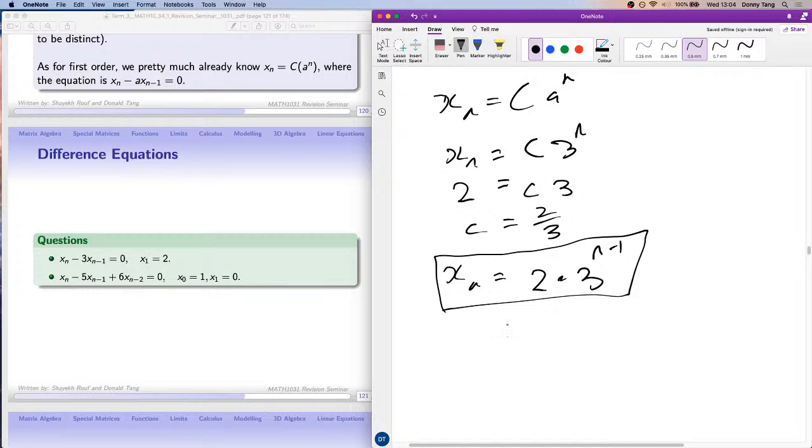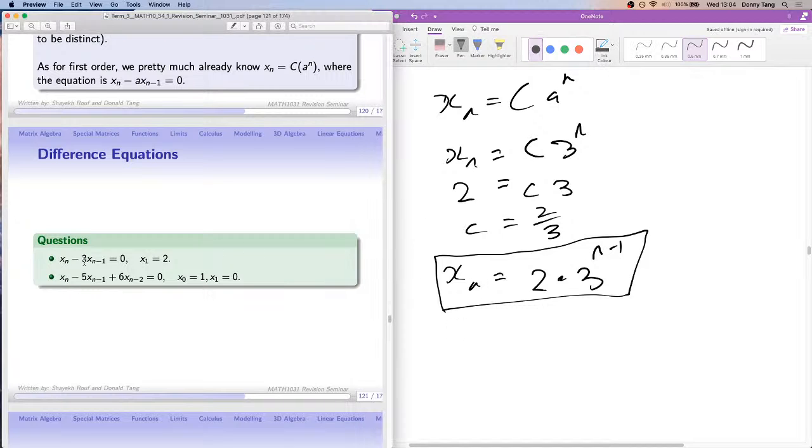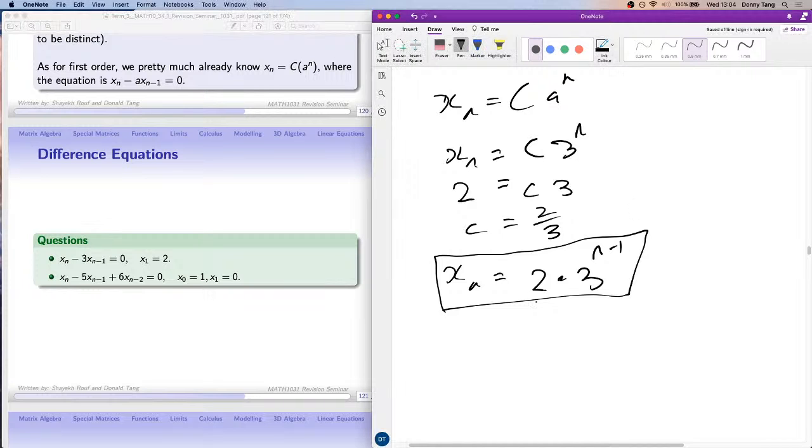And the beauty about this solution is that if I want the 100th term, I can just sub 100 into this equation, and I'll get the 100th term. Whereas with the recurrence relation or the difference equation, I have to sub in 1, 2, 3, 4 all the way up to 100 to calculate what it is. But with this one, you can just jump straight to the nth term.